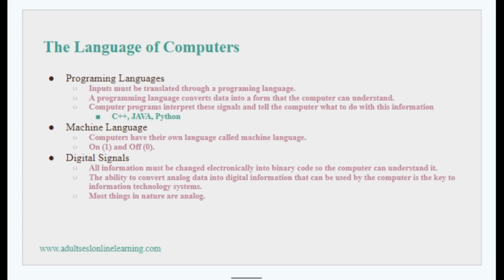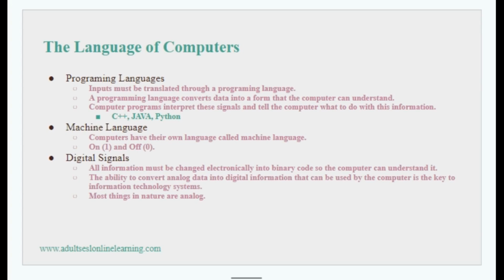A programming language converts data into a form that the computer can understand. Computer programs interpret these signals and tell the computer what to do with this information. Some of the more popular programming languages are C++, Java, Python, and Visual Basic. Each of these is used to write different types of programs.